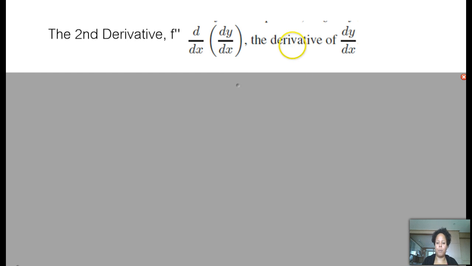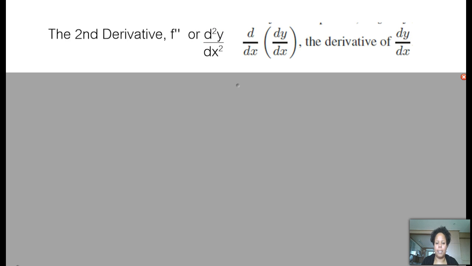There are multiple ways to represent the second derivative. One way is by calling it f double prime. Another way is by calling it the derivative of dy dx, or in notation, the derivative of dy dx. Or you may see it as d squared y over dx squared. Why is it d squared y? Because as you can see, we're squaring the dy, the dx.